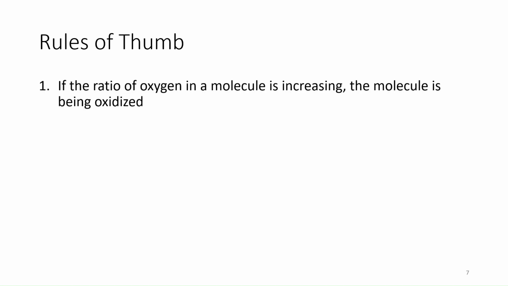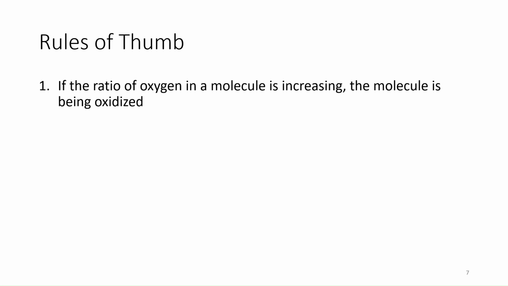There were rules of thumb that we laid out, and this allows us to tell which element or molecule is being reduced or oxidized. And it's pretty simple. It's looking at the ratio of atoms in a molecule. The first rule is if you see the ratio of oxygen in a molecule increase from the before to the after in a chemical reaction, there's more oxygens present, that means that molecule was oxidized, naturally because oxygen is a great oxidizer.